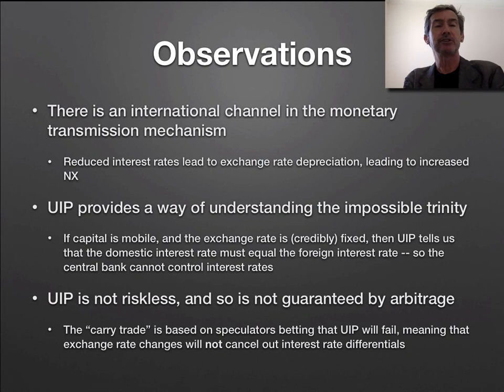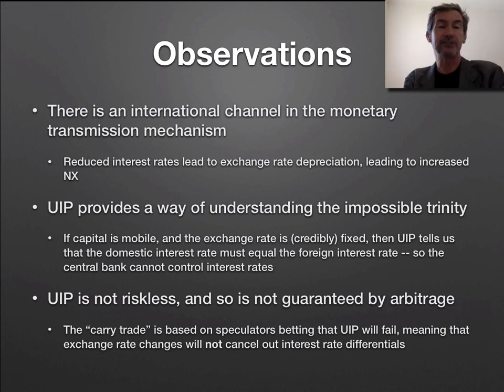Uncovered interest parity also gives us another way of thinking about the impossible trinity. If we think about the case where capital is mobile and where the exchange rate is credibly fixed, then, as we saw a few slides back, uncovered interest parity tells us that the domestic interest rate has to equal the foreign rate. And that's just the same as saying that, therefore, the central bank doesn't have control over interest rates. It no longer has an independent monetary policy because it has to take as given the foreign interest rate.